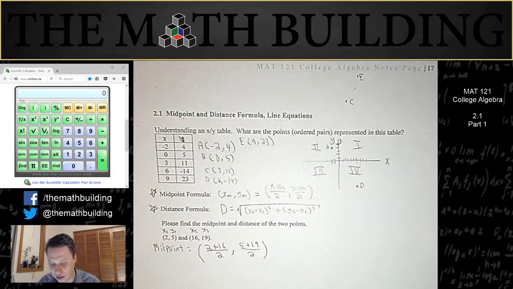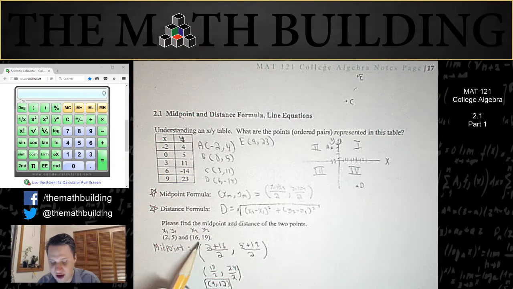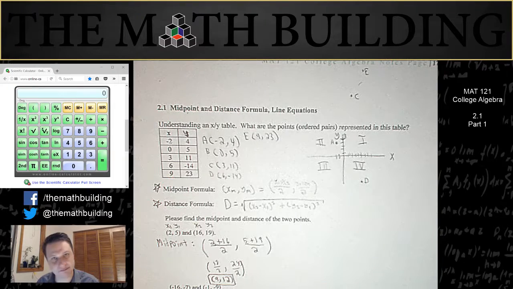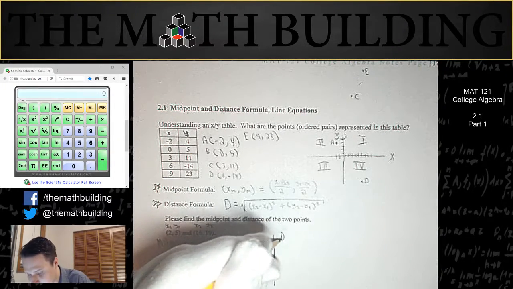And that's it. Let's just simplify a little bit. We'll add first. 2 plus 16 is 18. 5 plus 19 is 24. And now you can simplify. 18 divided by 2 is 9. 24 divided by 2 is 12. So the point directly in between (2, 5) and (16, 19) is the point (9, 12). Pretty straightforward. Let's find the distance between the 2 points.